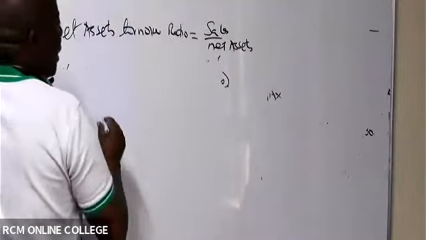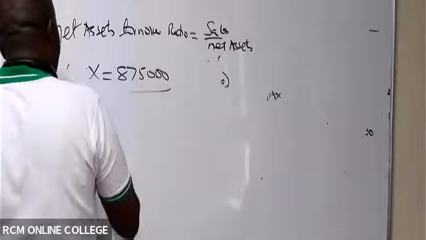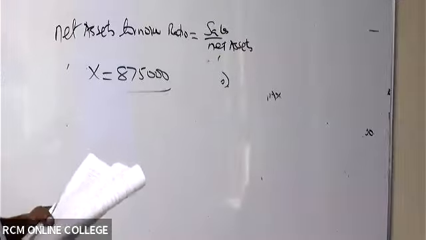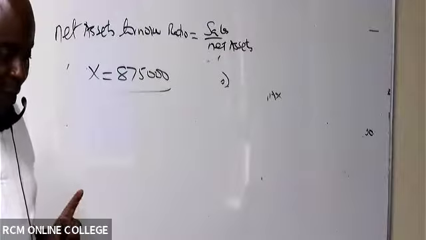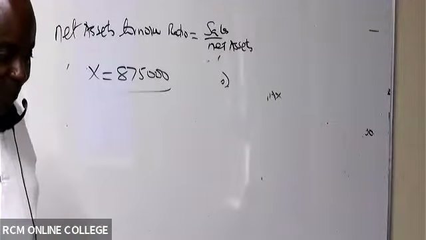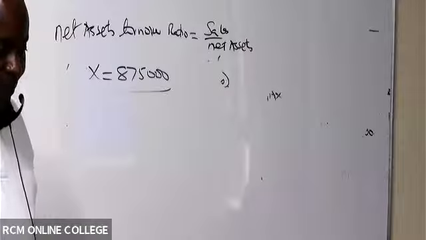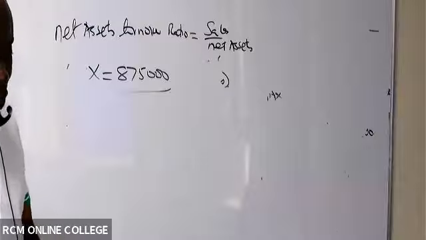Sales over net assets. So sales for X is 875,000 divided by, is there somebody who is able to see the net assets of X? Anybody who is able to see the net assets of X? Remember, I told you something. Net assets is the same as what? Capital employed. Thank you so much, Bahati.